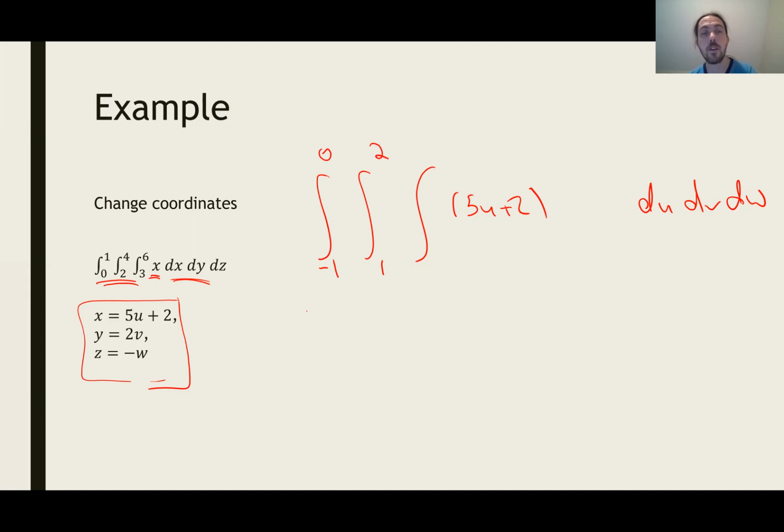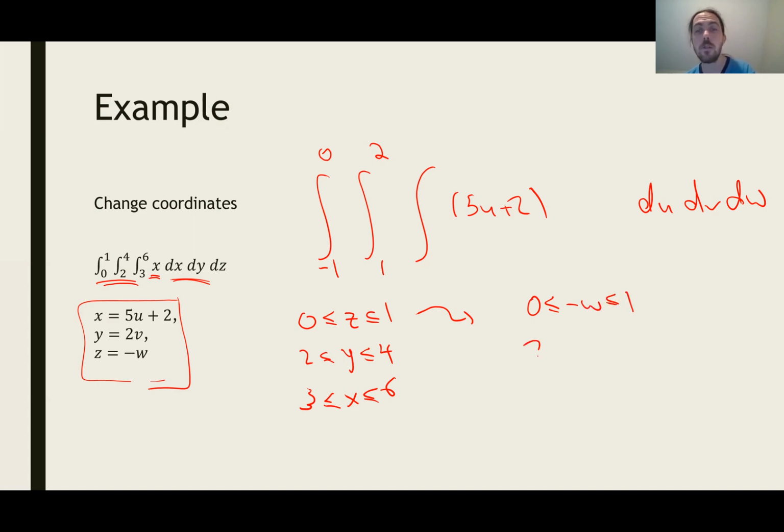If I wanted to write this out in formulas, I would say I used to have 0 less than or equal to z less than or equal to 1, 2 less than or equal to y less than or equal to 4, and 3 less than or equal to x less than or equal to 6. I would take all of these and I would substitute in the new variables. So I would say that 0 is less than or equal to minus w is less than or equal to 1. I have 2 is less than or equal to 2v is less than or equal to 4. And I have 3 is less than or equal to 5u plus 2 is less than or equal to 6.